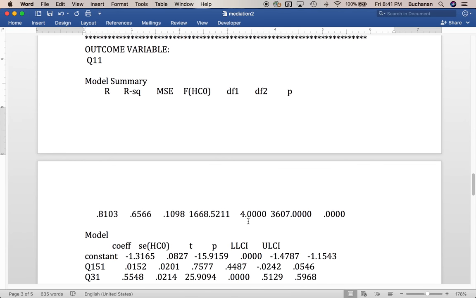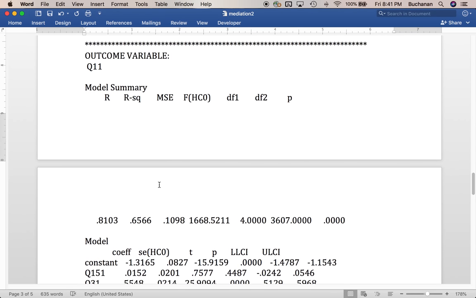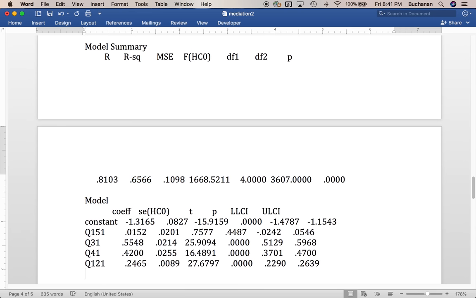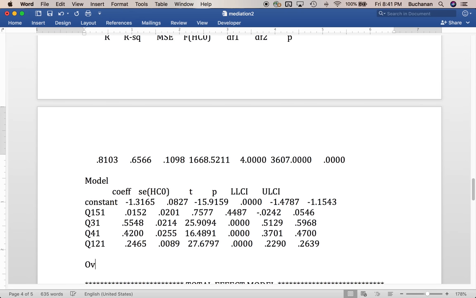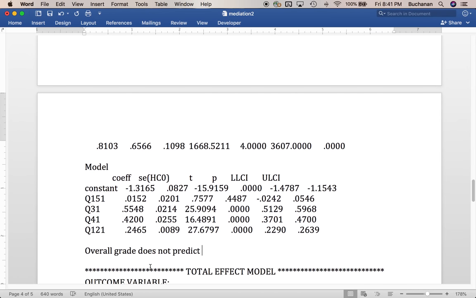I think, here it is. Now let's look at R squared, because this was the one we used for power, and clearly this is a much bigger effect than I predicted. So let's start with overall grade predicts course rating. It actually does not predict. And that's really what we're interested in, this course rating.